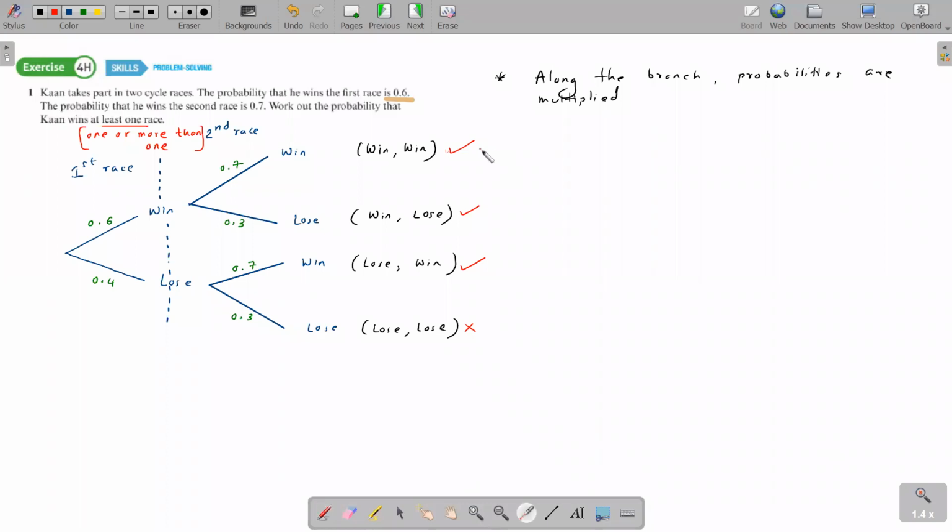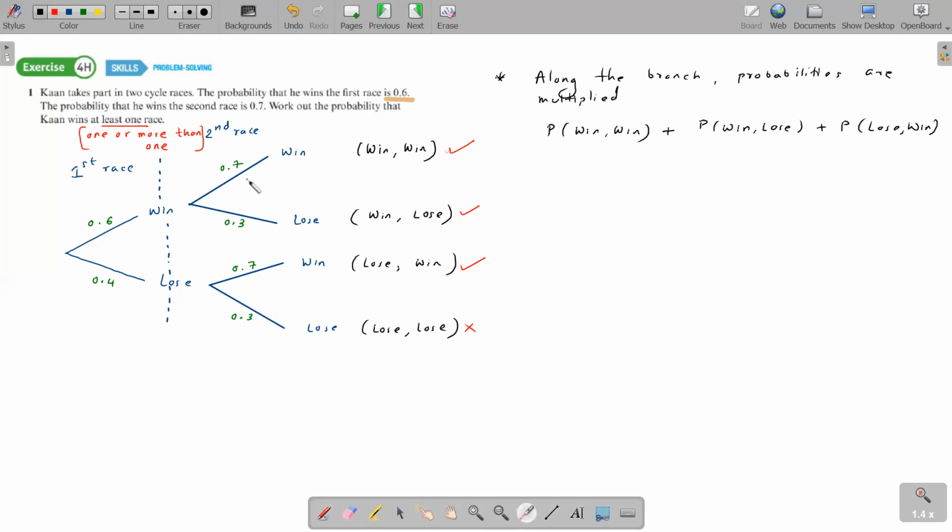All right, guys. So these are the three branches you are concerned with. What did I tell you? Along the branch, you multiply the probabilities, and between branches, you must add the probabilities. So this is the rule. Winning at least one: you take the first branch, win-win, or win-lose, or lose-win. These are the three branches you need to consider.